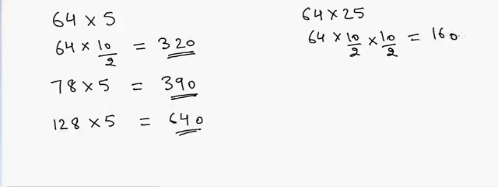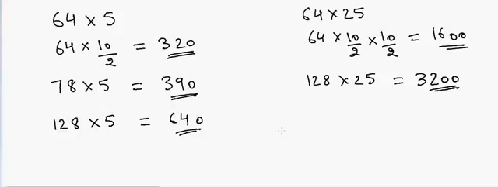The answer is 1600. Again, if I have 128 and want to multiply by 25, in that case it will be equal to half of 128 is 64, and half of 64 is 32. It's 3200.